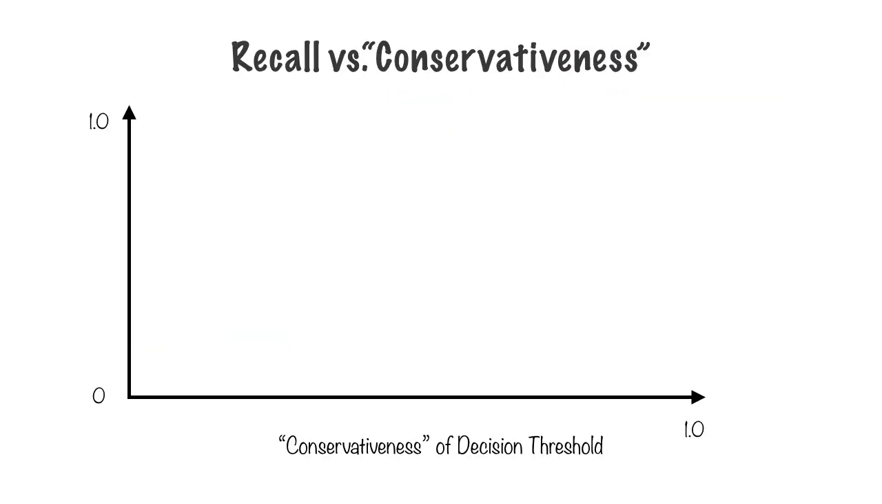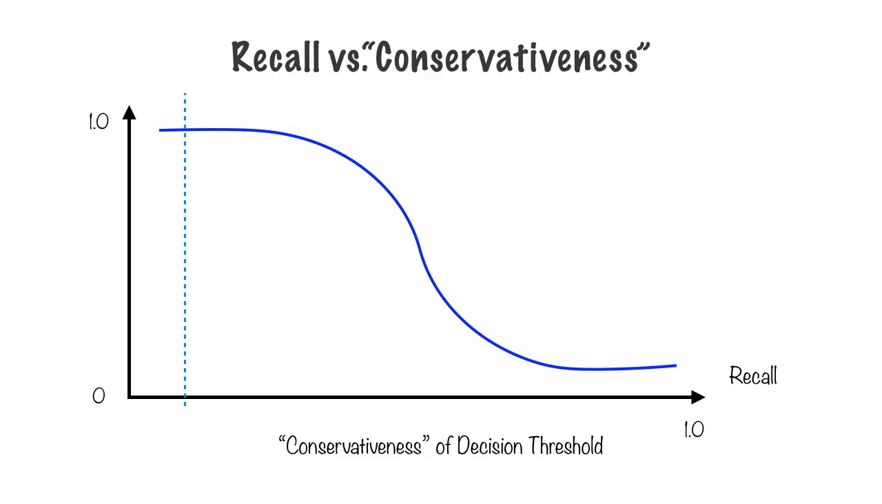Moving to a graphical representation, you can plot recall versus the conservativeness of a decision threshold. Recall is on the y-axis and the conservativeness of our decision threshold is on the x-axis. We go from 0, where we are not conservative at all, to 1, where we are very conservative. This S-shaped curve looks somewhat like this. Notice that recall is very high, reaching 1 or 100%, when our decision threshold is not conservative. When our decision threshold is very liberal, to the left of this graph, our recall is very high, and recall steadily falls as you make the decision threshold more conservative.